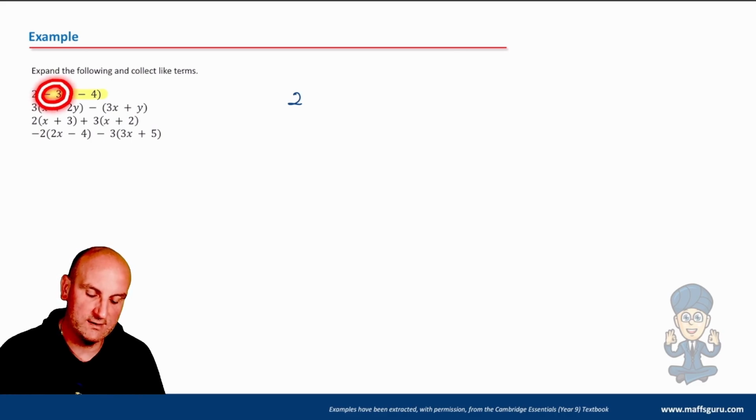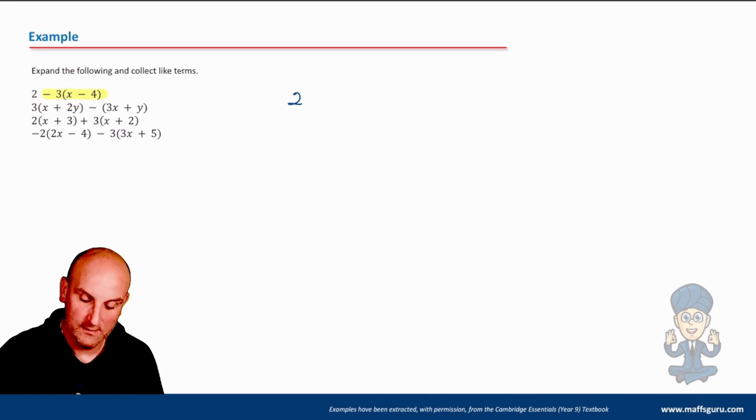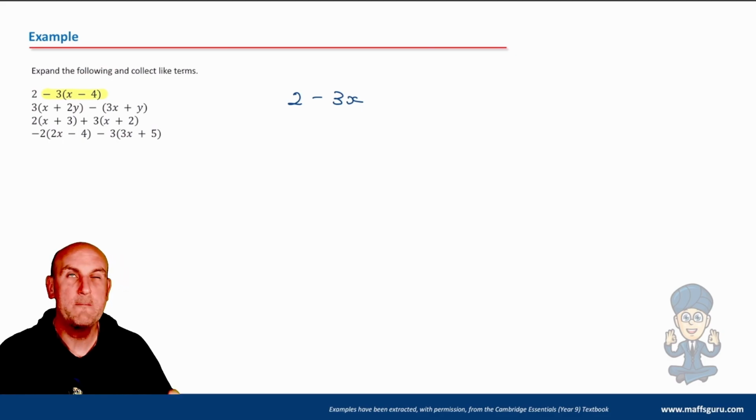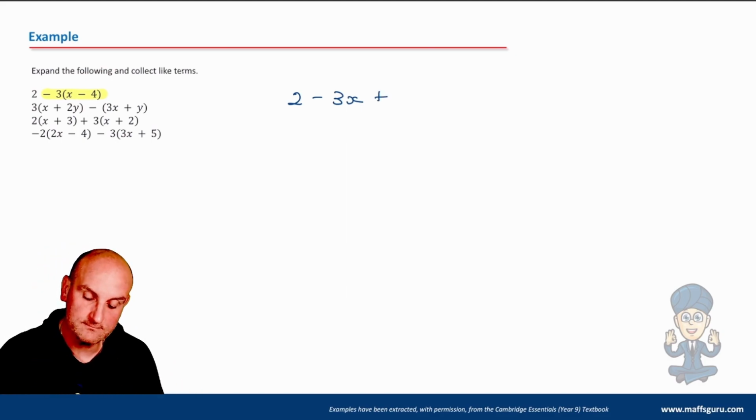I'm going to do minus 3 times that x. Minus 3 times x, oh, I can do that. Is minus 3x. What can I do next? Well, I have to do the minus 3 times the minus 4. Minus 3 times minus 4, and a minus makes it a plus. And 3 times 4 is 12.